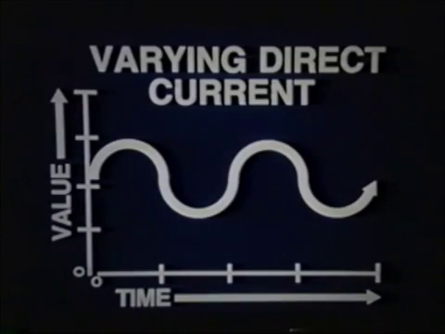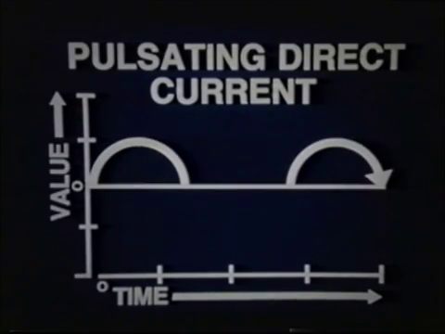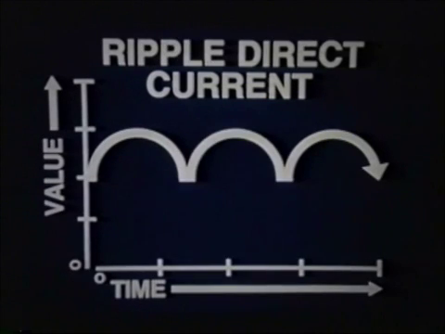A varying direct current varies in value or magnitude with respect to a time base. When these variations occur at regular intervals, going from 0 to some higher value and then decay to 0, the effect is termed pulsating direct current. When the variations are recurring at regular intervals but never decay to 0, they are termed ripple direct current.